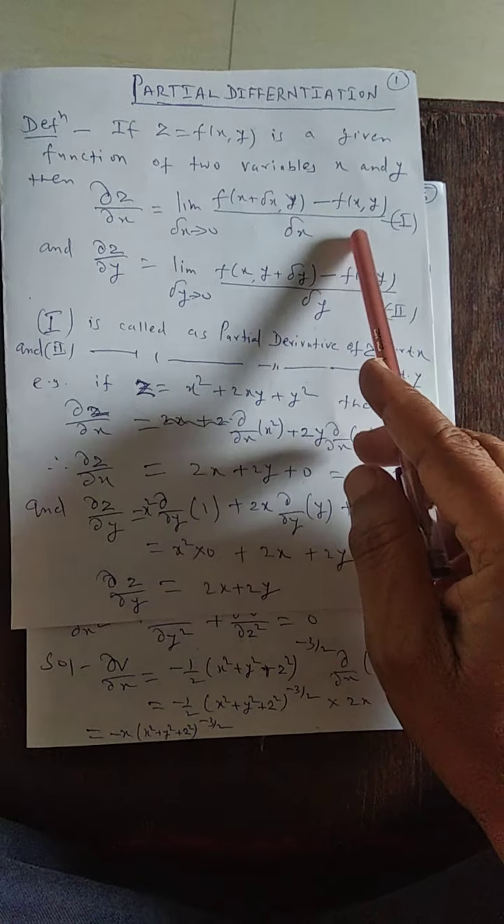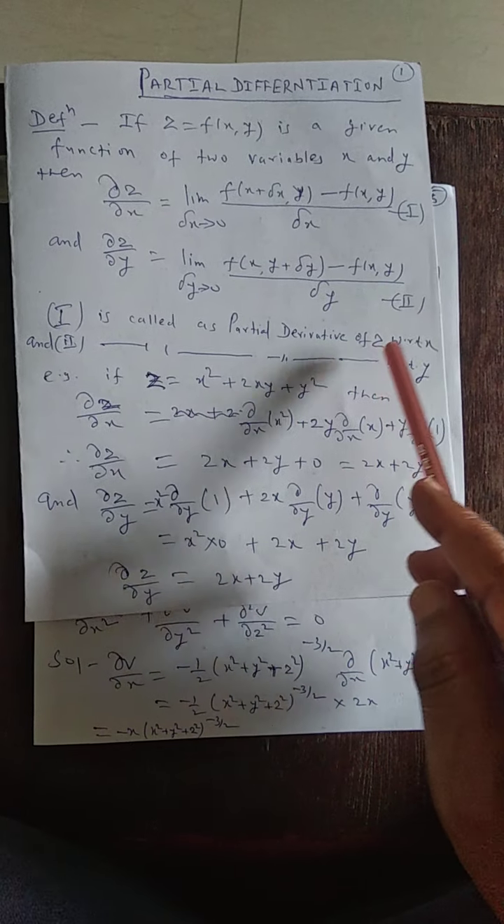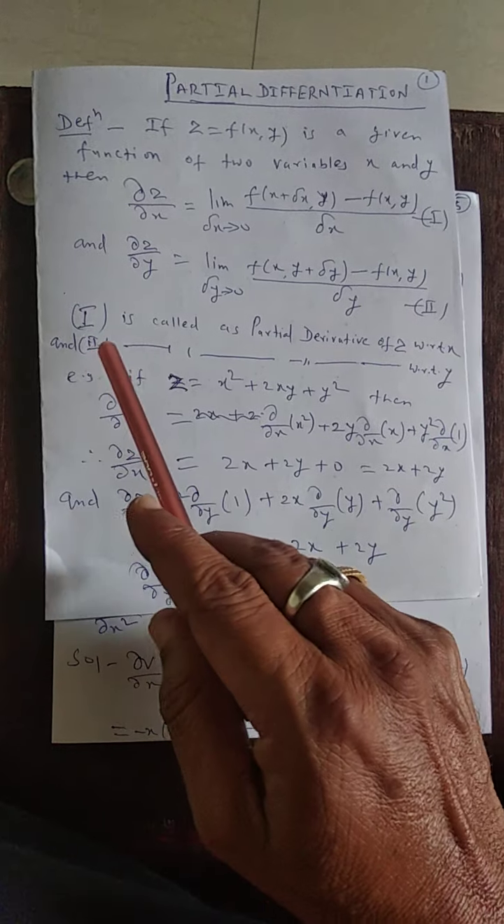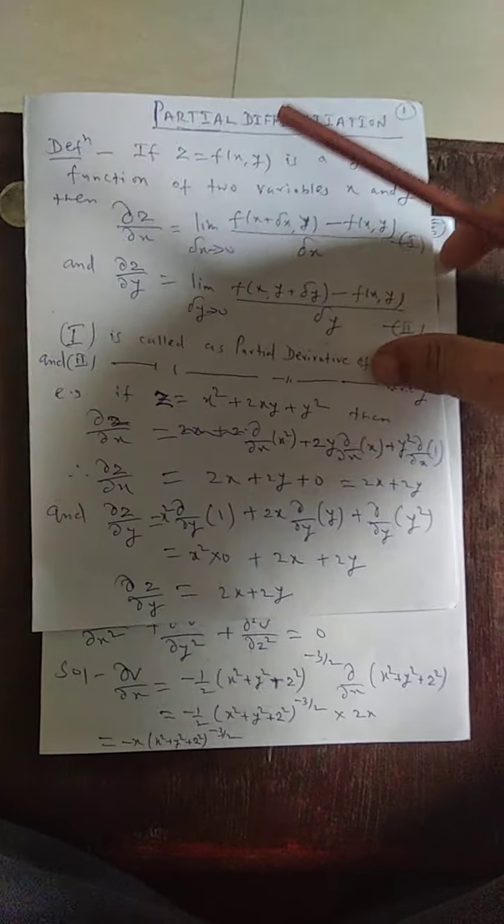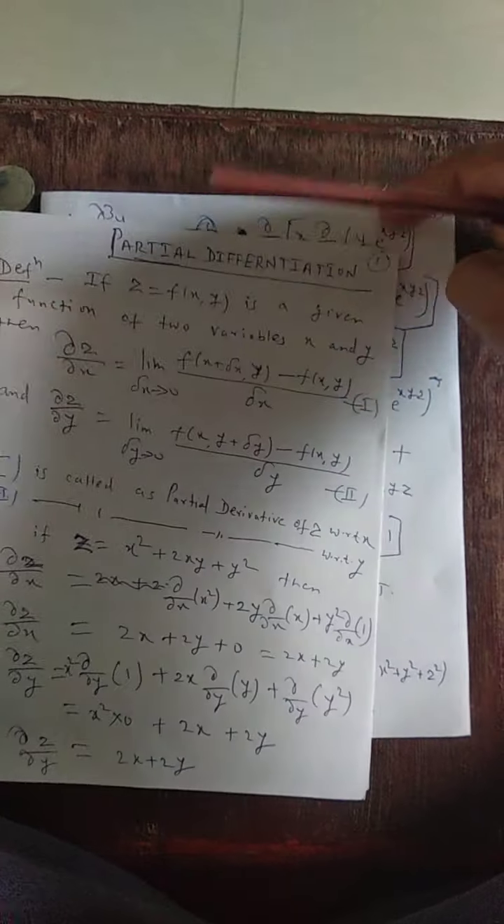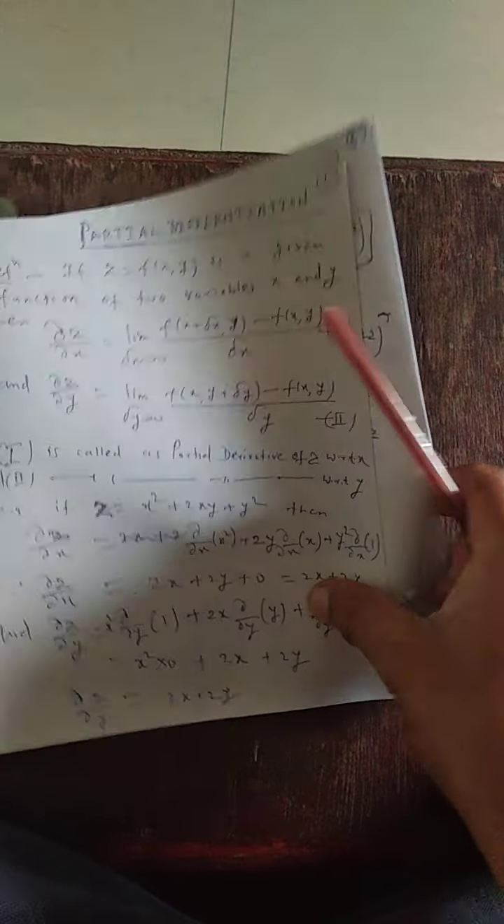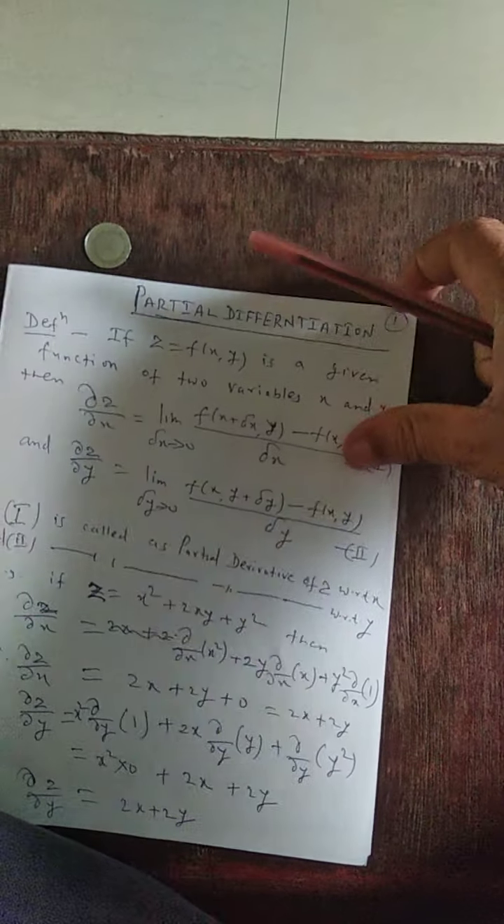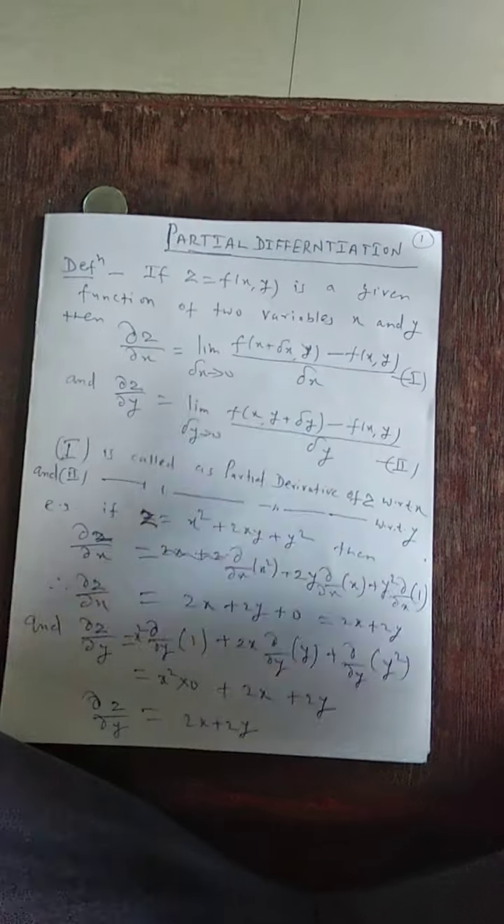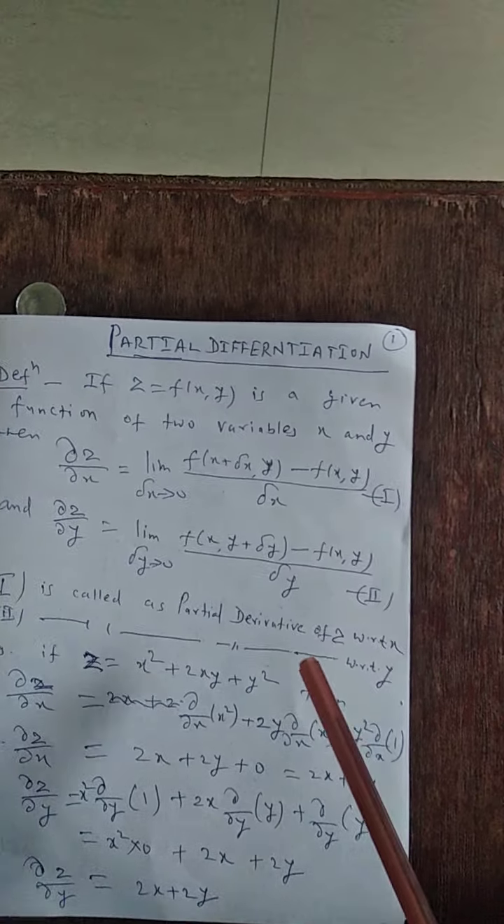So the first one is called the partial derivative of z with respect to x, and the second is called the partial derivative of z with respect to y.